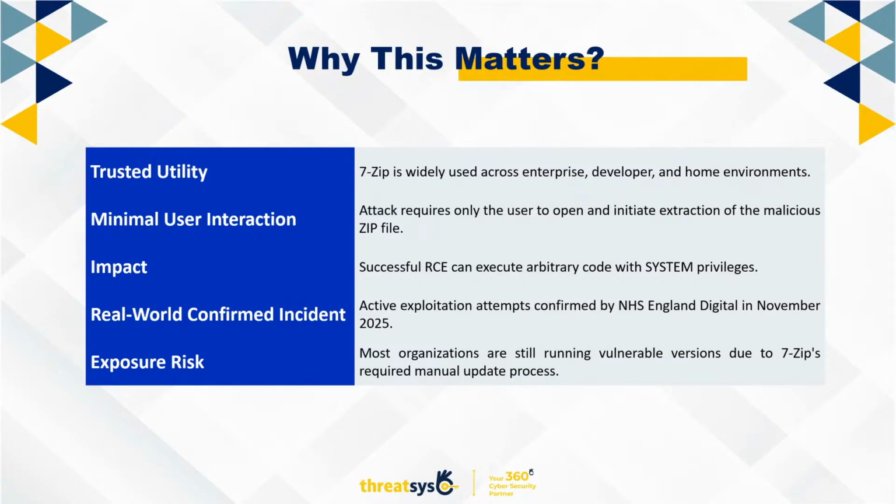The broad trust makes it an ideal target, and minimal user interaction is required in this CVE, where the attacker only requires the user to open and initiate the extraction of the malicious zip file. And the impact is major. A successful RCE allows an attacker to execute arbitrary code with system privileges. Then the real-world confirmed incident: an active exploitation attempt confirmed by NHS England Digital in November 2025. 7-Zip requires a manual update process, meaning most organizations are still running the vulnerable version, increasing the exposure risk.